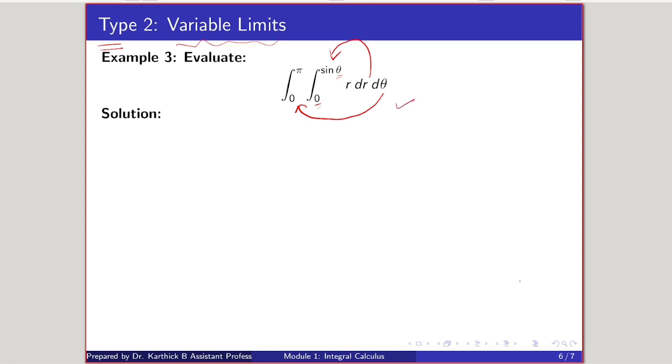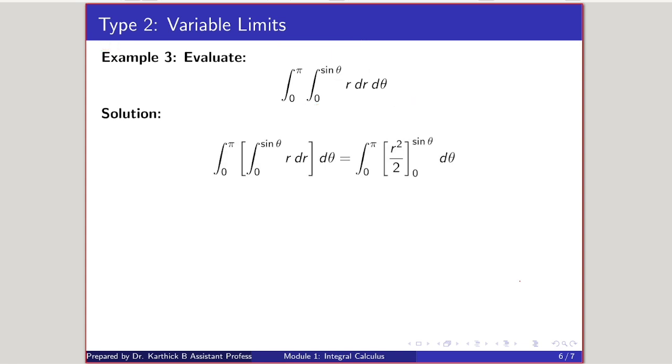Now we can go for the evaluation process. The same, we will evaluate this. We know that integration of r dr will be r square by 2, and then the upper limit minus the lower limit.